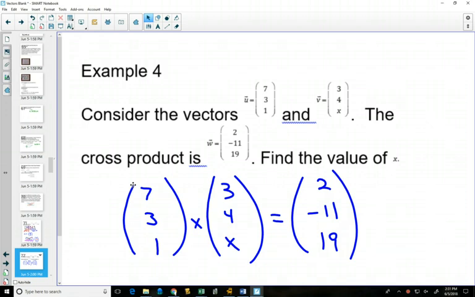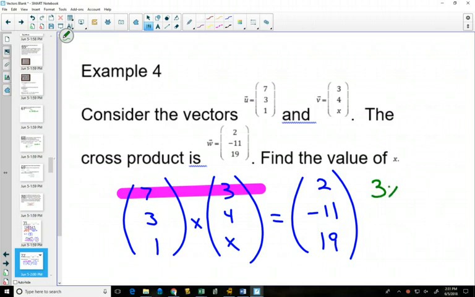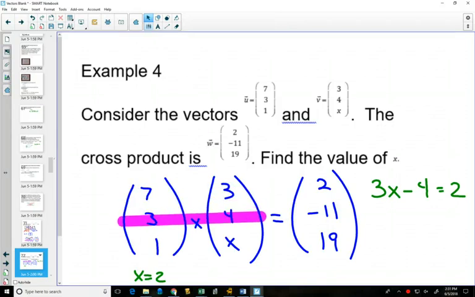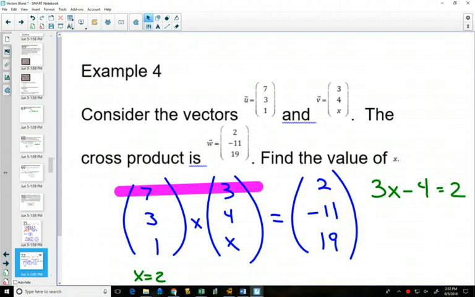So I would probably do the same thing we did last time. I would say, okay, I'll take that out. 3x minus 4 has to equal 2. x is equal to 2. Okay. Let's do a check if I move it down to here. 3x minus 4 has to equal 2.